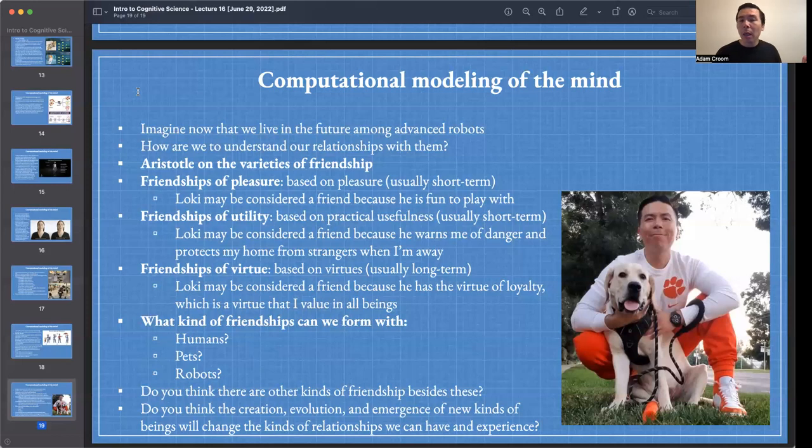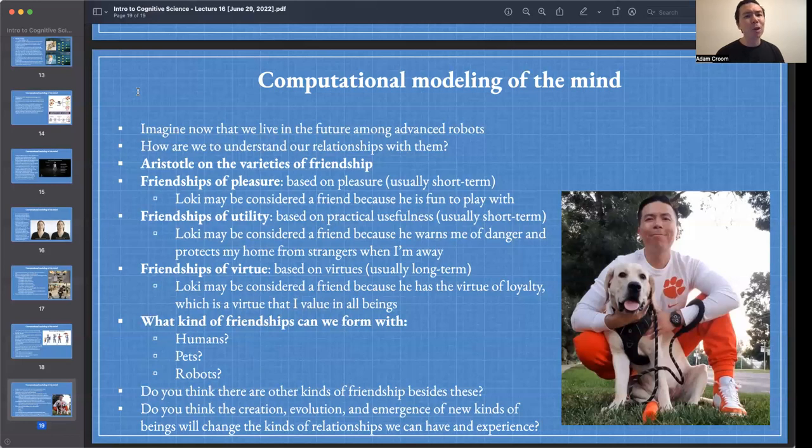Okay, so as another example with Loki, Loki may be considered a friend of virtue because he has the virtue of loyalty, which is a virtue that I value in all beings. Okay, so I might like Loki because he's fun to play with, right? Friendship of pleasure. Or I might like Loki because he protects me and my possessions when I'm gone, right? Friendship of utility. Or I might like Loki for his own sake, right? Like the fact that he's so loyal and positive, like that is worth loving for its own sake. And anything that had those qualities would be worth loving in its own sake, right?